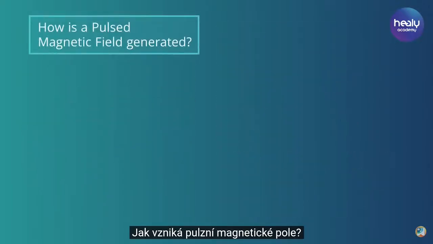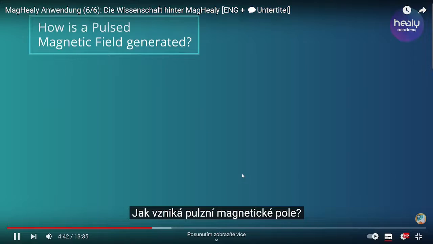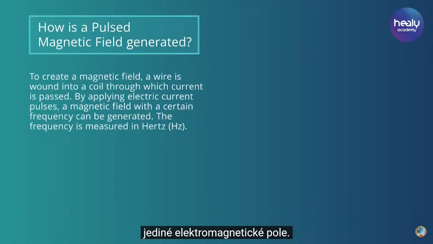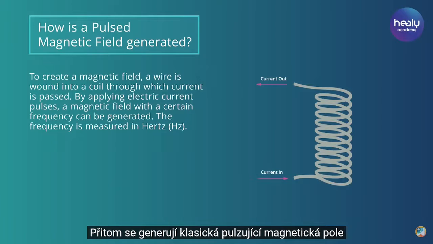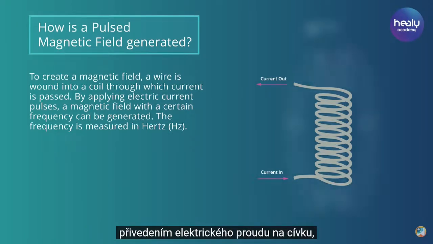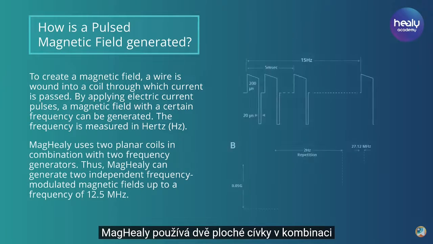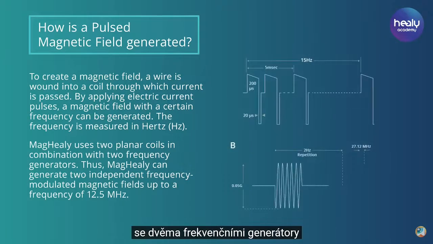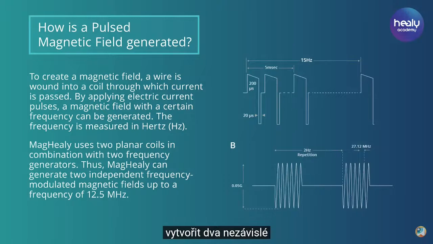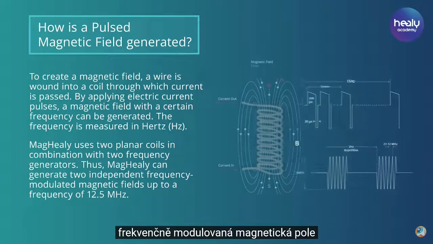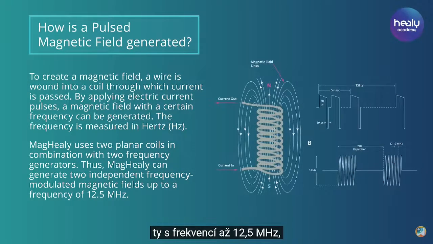How is a pulsed magnetic field generated? Maghealy does not create just a single electromagnetic field. While classical pulsating magnetic fields are created by applying electric current to a coil, Maghealy uses two flat coils in combination with two frequency generators to create two independent frequency modulated magnetic fields with a frequency of up to 12.5 megahertz, interacting with each other and their environment.